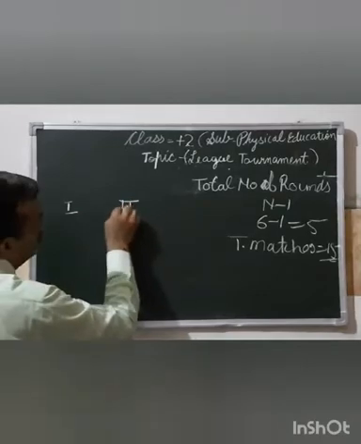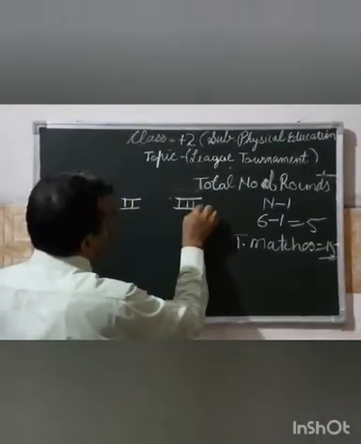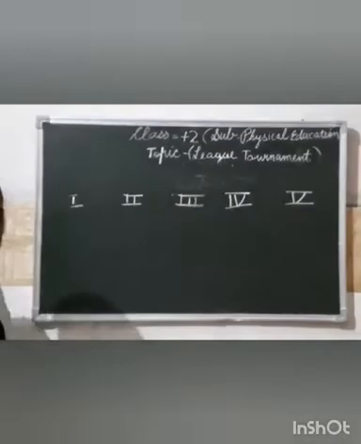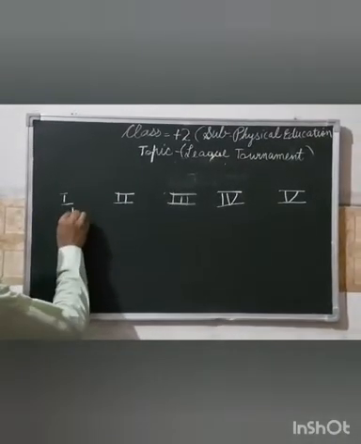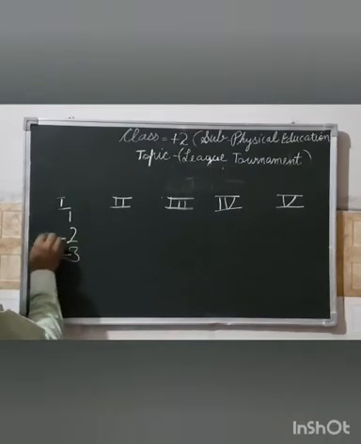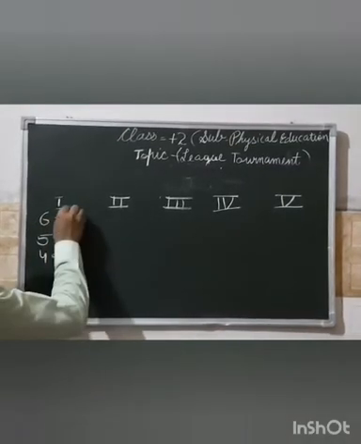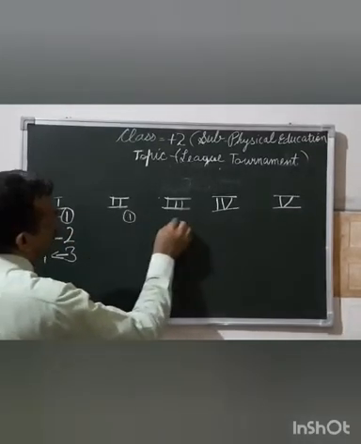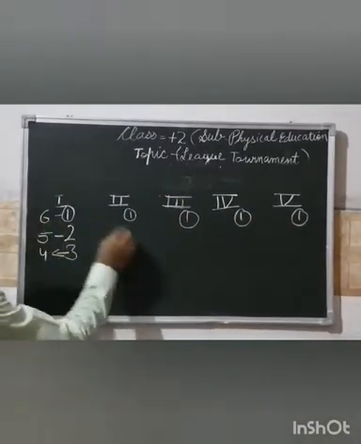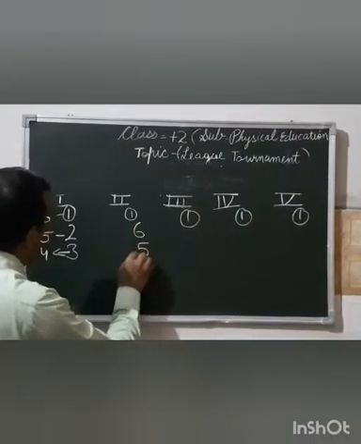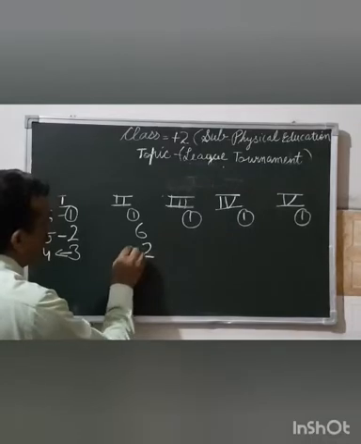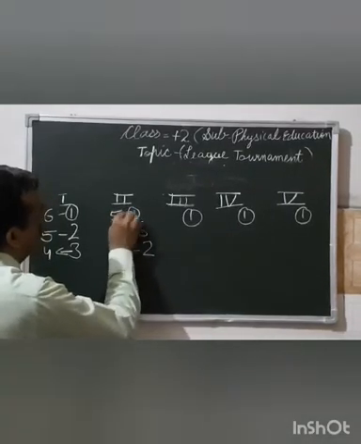Round 1, 2, 3, 4, and 5. Now in the first round: 1, 2, 3, 4, 5, and 6. Because 1 is fixed in every round. So now the turn is: 6 5 2 3 4 5.